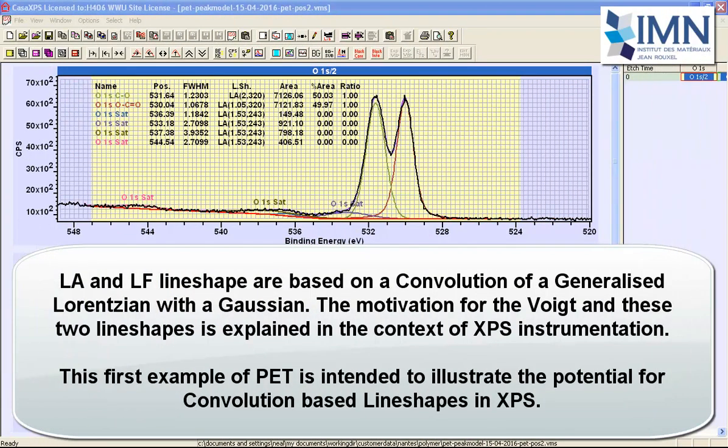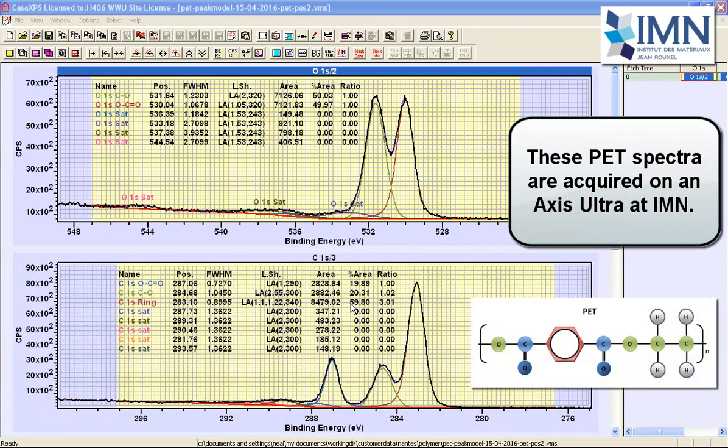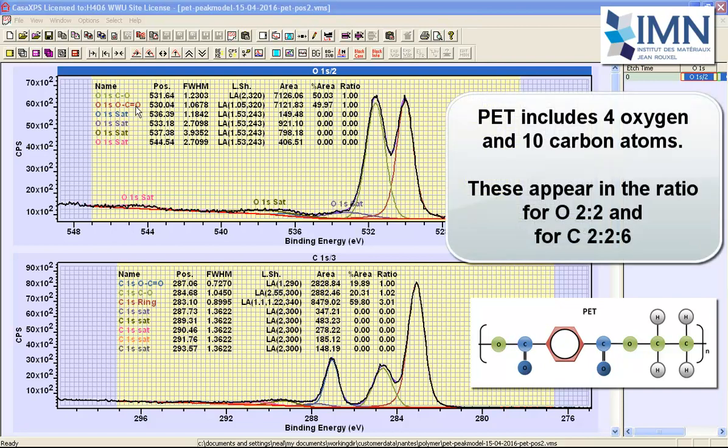These are two examples of peak models that have been constructed on spectra from PET. We've got an oxygen 1s and a carbon 1s. Both have a range of peaks, some of them primary peaks, others satellite peaks, but they indicate the chemistry for this material. We have, for example, oxygen and carbon in a double bond and a single bond with carbon, so we see within the oxygen two peaks, and that corresponds to the single bond and the double bond, whereas in the carbon 1s spectrum we see three peaks.